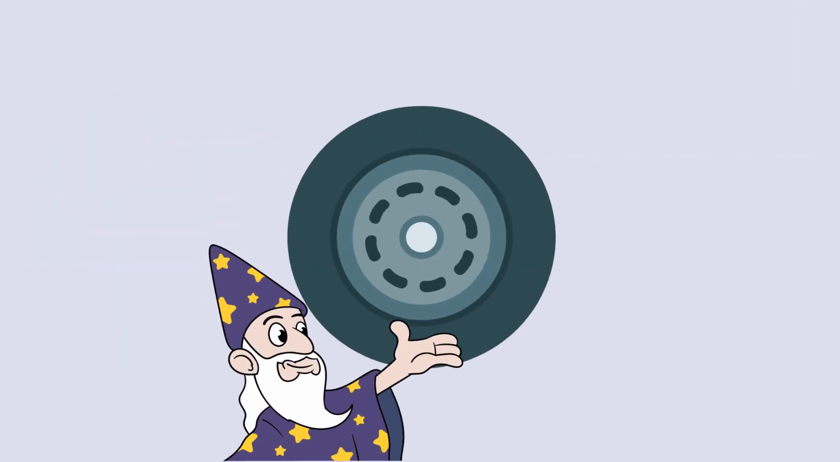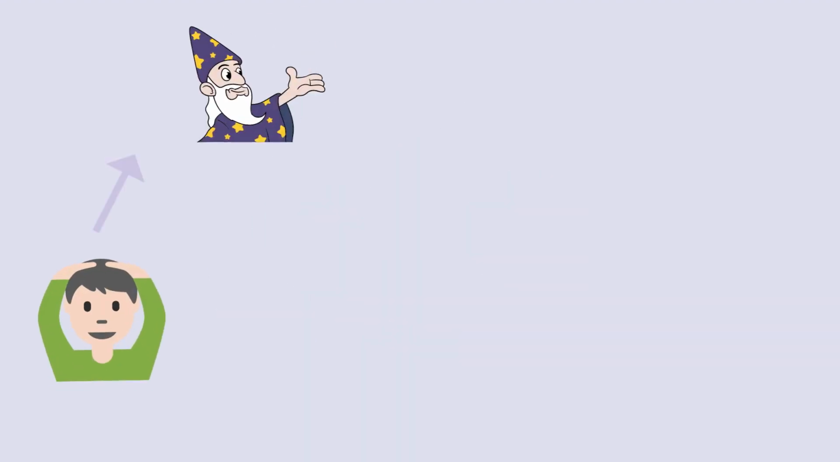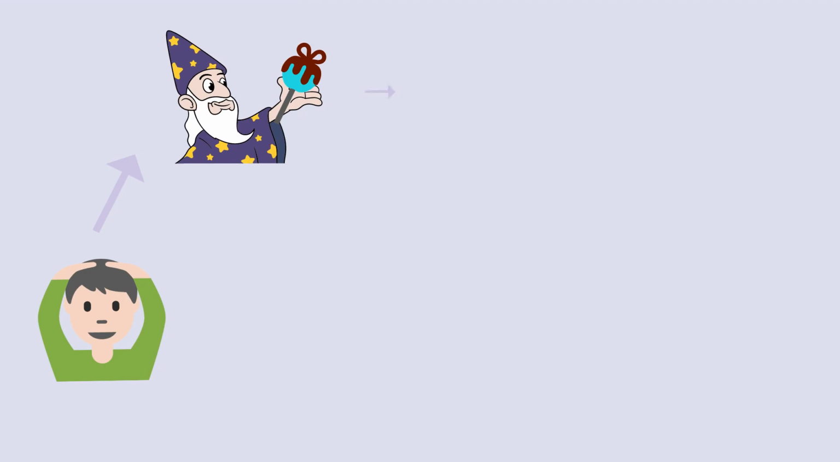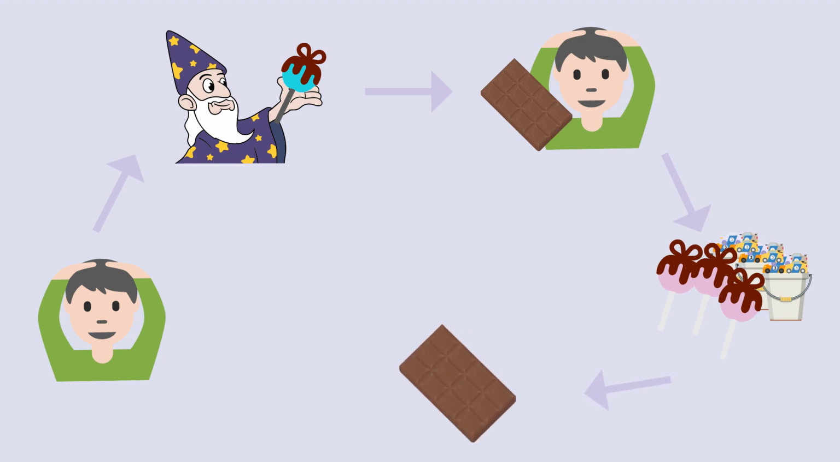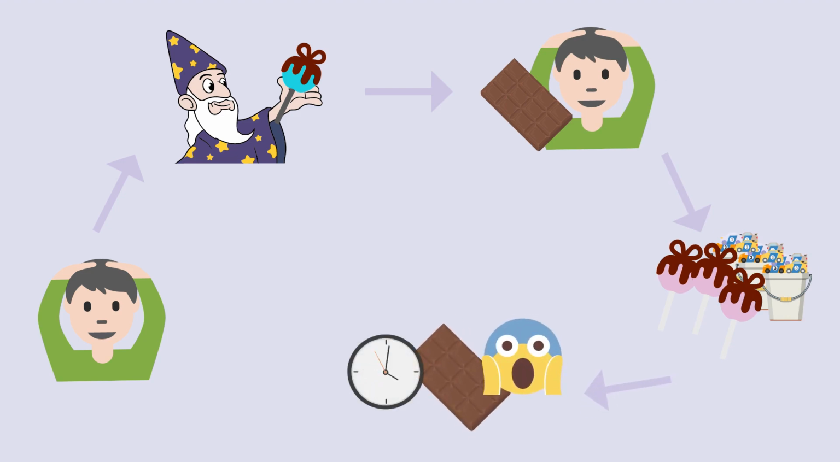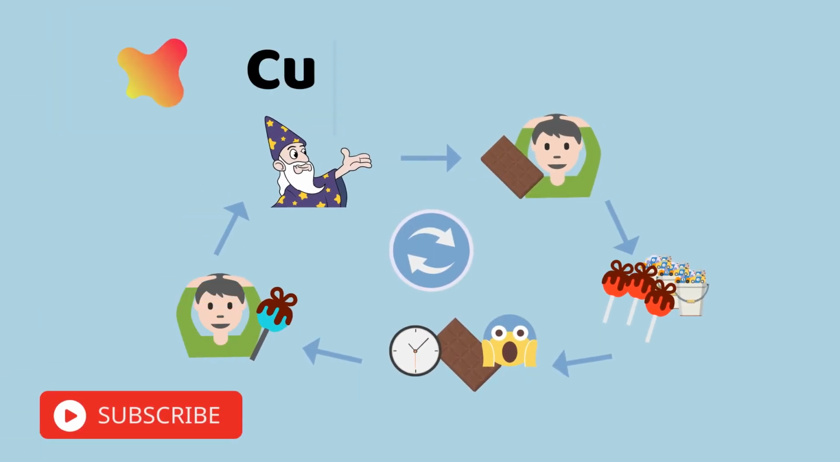If you think about it, the wizard has created a flywheel system in the store. You lock in your candies and get some magical chocolates in return. These magical chocolates allow you to earn more candies, but they also disappear over time. So you keep locking in more candies to get magical chocolates, and the cycle repeats. Now let's see how this analogy translates to Curve Finance.